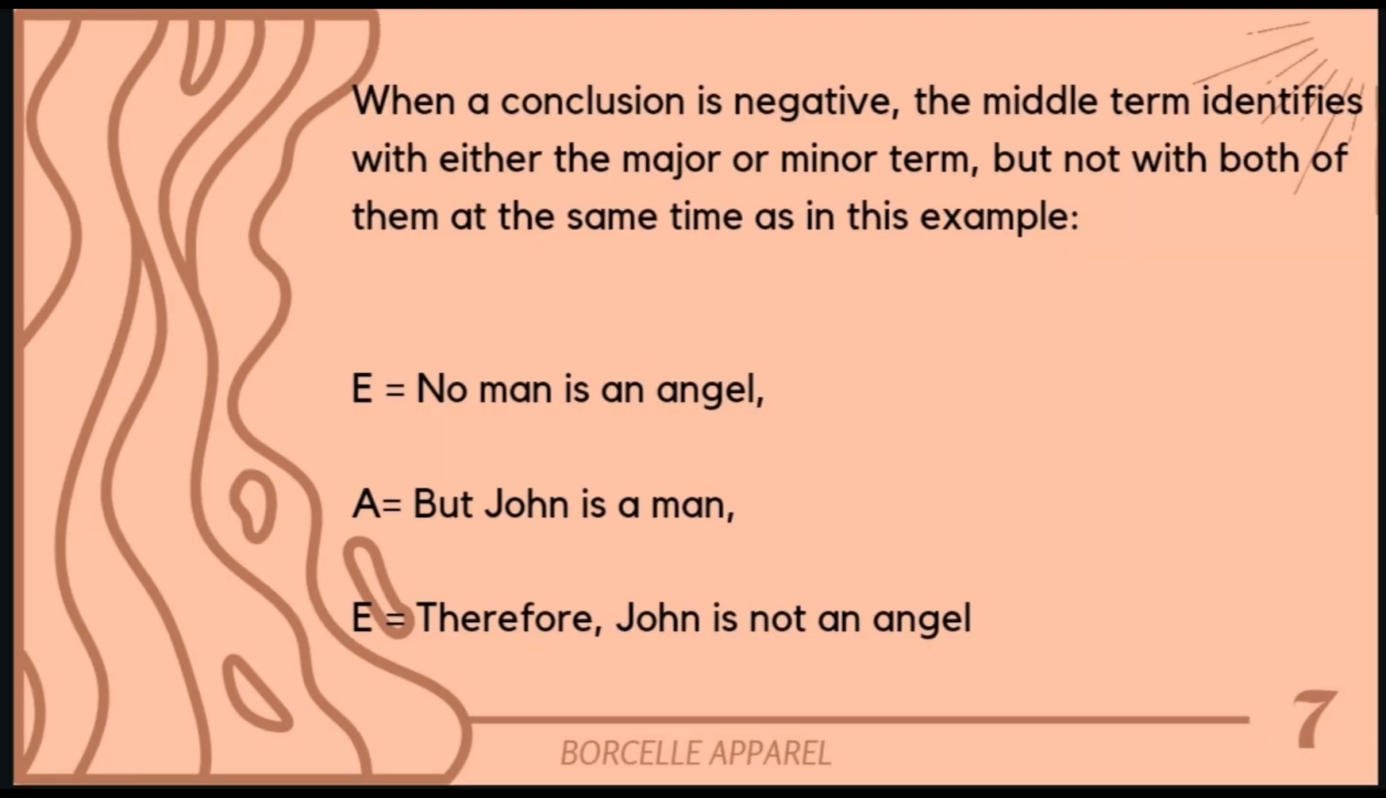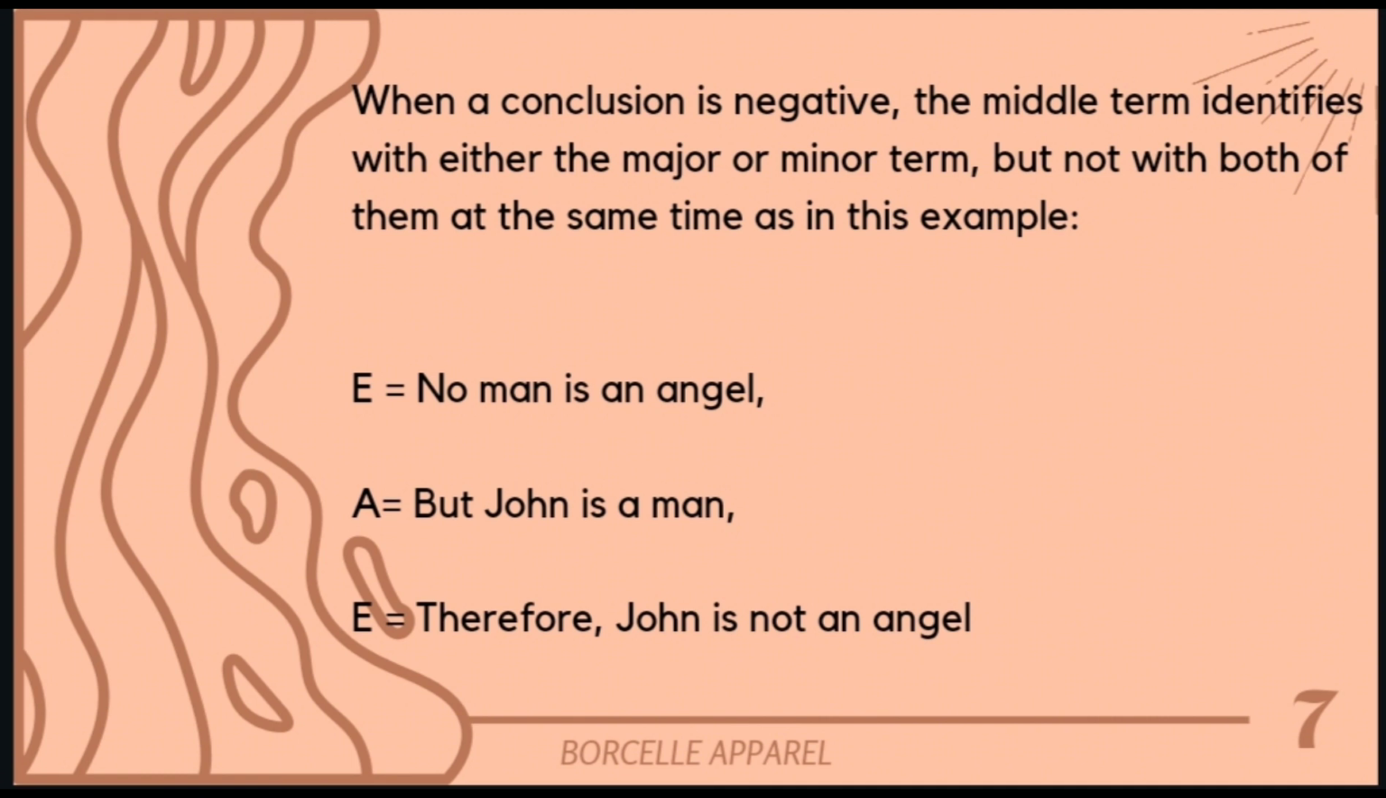When the conclusion is negative, the middle term identifies with either the major or minor term, but not with both of them at the same time, as in this example. For example, E, no man is an angel. A, but John is a man. E, therefore John is not an angel.